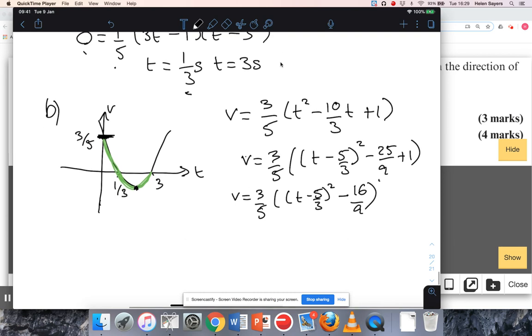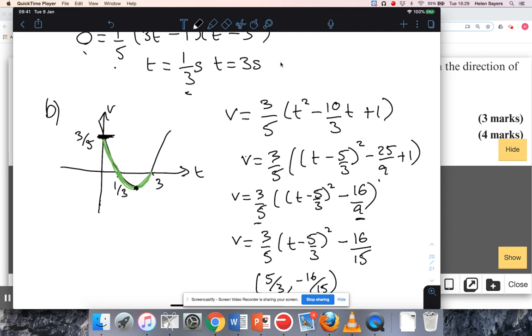And then multiply through by the 3/5. I've got 3/5 times t minus 5/3 squared minus 16 over 9. And then I need to multiply that by the 3/5. So I can cancel those. So I think that's going to give me 16 over 15. So that's going to give me the vertex at 5/3, minus 16 over 15. Right, so what we have figured out there is at the vertex, the velocity is minus 16 over 15.